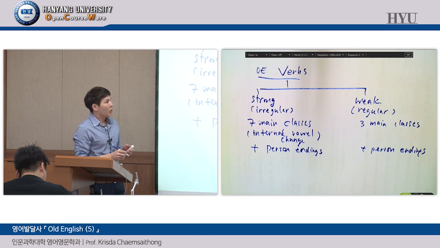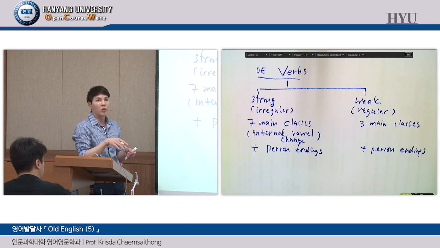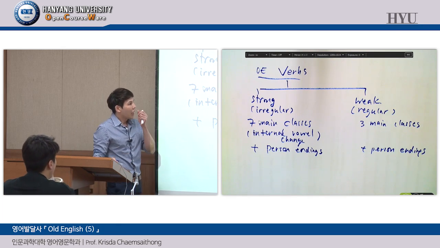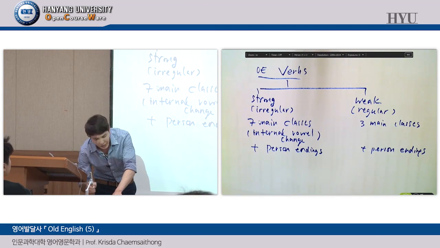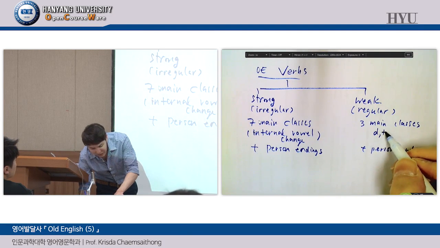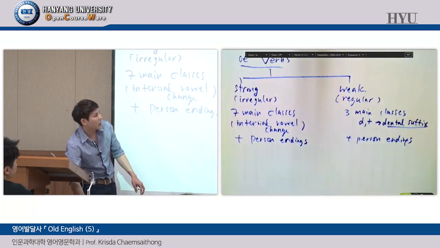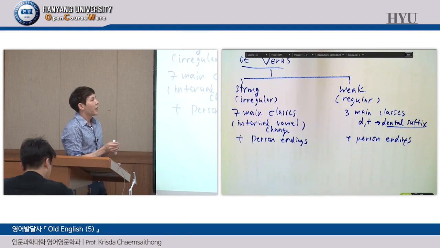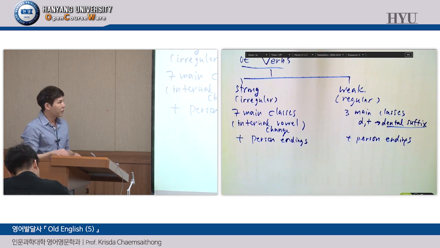And weak verbs are the minority group in Old English, but in modern day English, we have the opposite situation. And for weak verbs, what do you do when you change them into the past tense? You add D or T, right? So we call this a dental suffix. You add a dental suffix, D or T, just like modern day English, right? And there are 3 main classes for weak verbs.